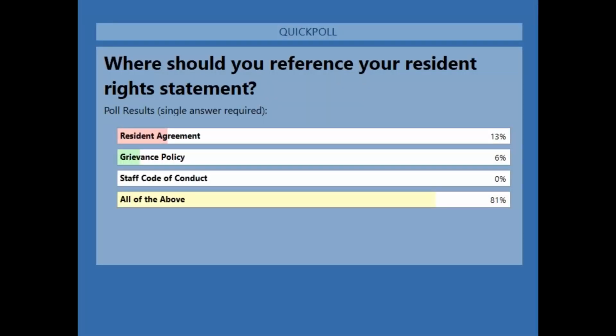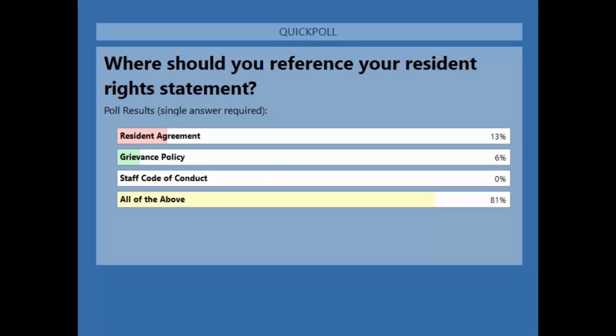All of the above. And I asked this question as a poll question just to get your juices flowing about things like your resident rights statement. It's helpful to have one statement that you create and that people sign so everyone agrees to it, and then you reference that throughout other documents so you don't have to keep recreating the wheel.